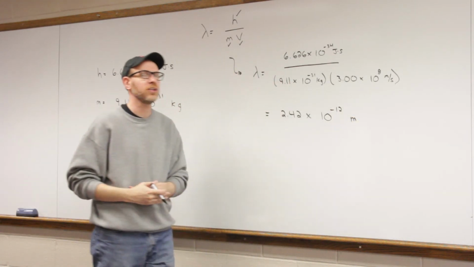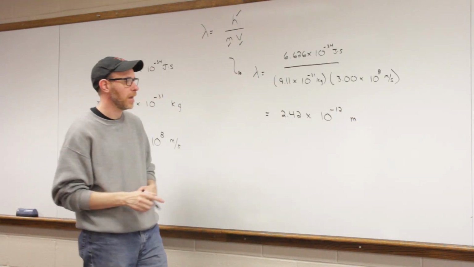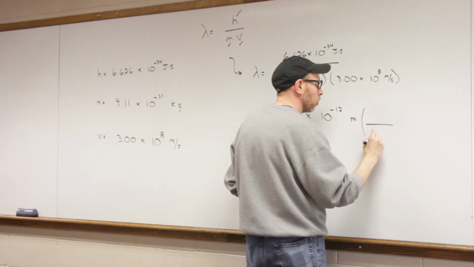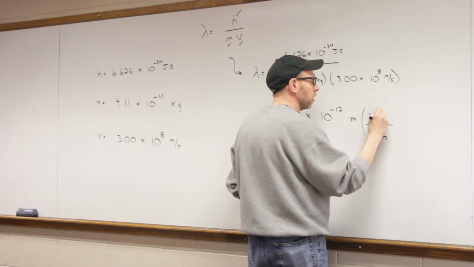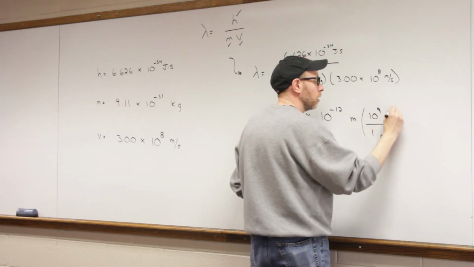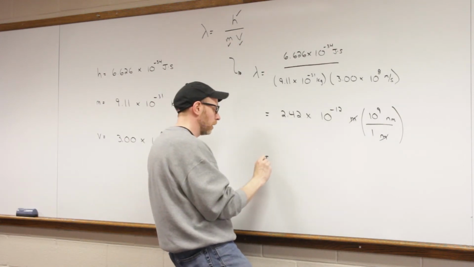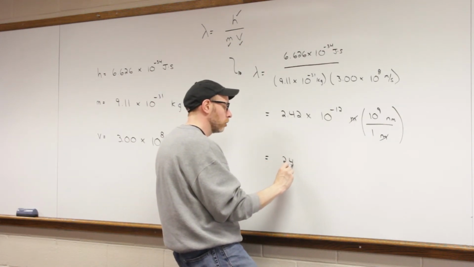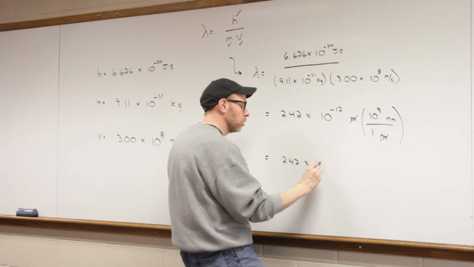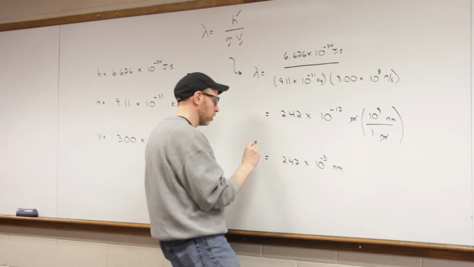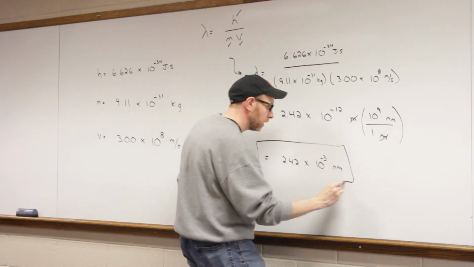And just for comparison, let's convert that to nanometers. We know that in 1 meter, there are 10 to the 9th nanometers. So the meters will cross out, and we would be left with 2.42 times 10 to the minus 3 nanometers. And that would be the answer.